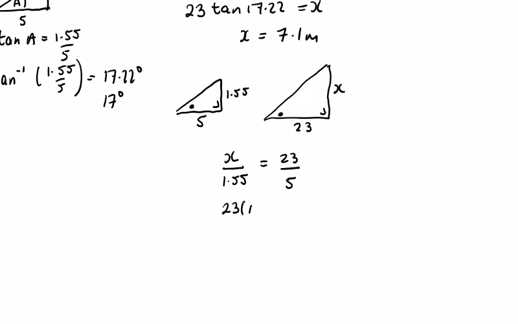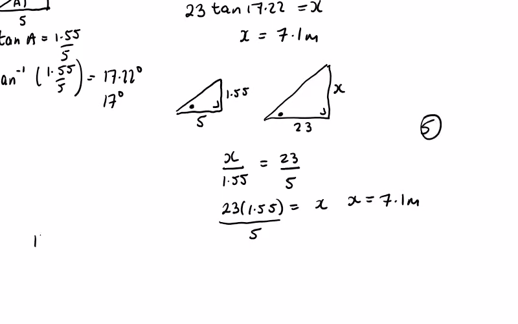So 23 by 1.55 is equal to 5 times x. So you could just write x here and divide by 5. And that's also going to give you x equal to 7.1 meters. So there was 5 marks for that question as well.